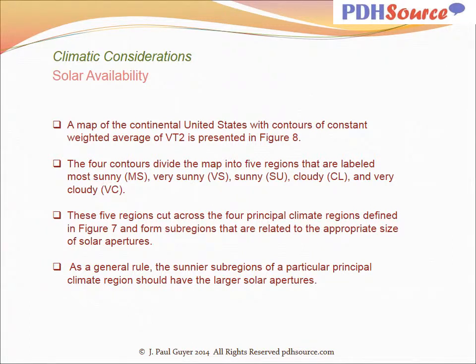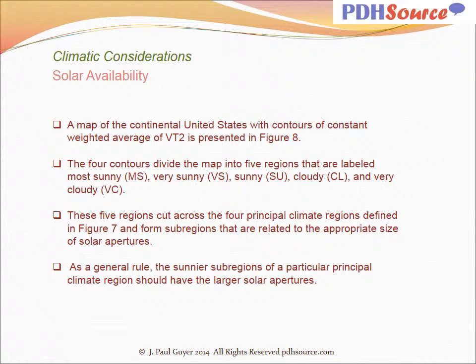A map of the continental United States with contours of constant weighted average of VT2 is presented in Figure 8. The four contours divide the map into 5 regions that are labeled most sunny, very sunny, sunny, cloudy, and very cloudy. These 5 regions cut across the 4 principal climate regions defined in Figure 7 and form subregions that are related to the appropriate size of solar apertures.